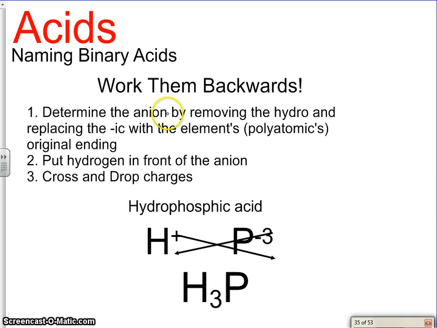Okay. So binary, working them backwards, you just simply look at the charges. So hydro tells us no oxygen. It means we're looking at the periodic table. Hydrophosphoric tells us phosphorus from the periodic table with a -3 charge. Acid tells us hydrogen out in front. Cross and swap, H3P. So let's try some of these as well.